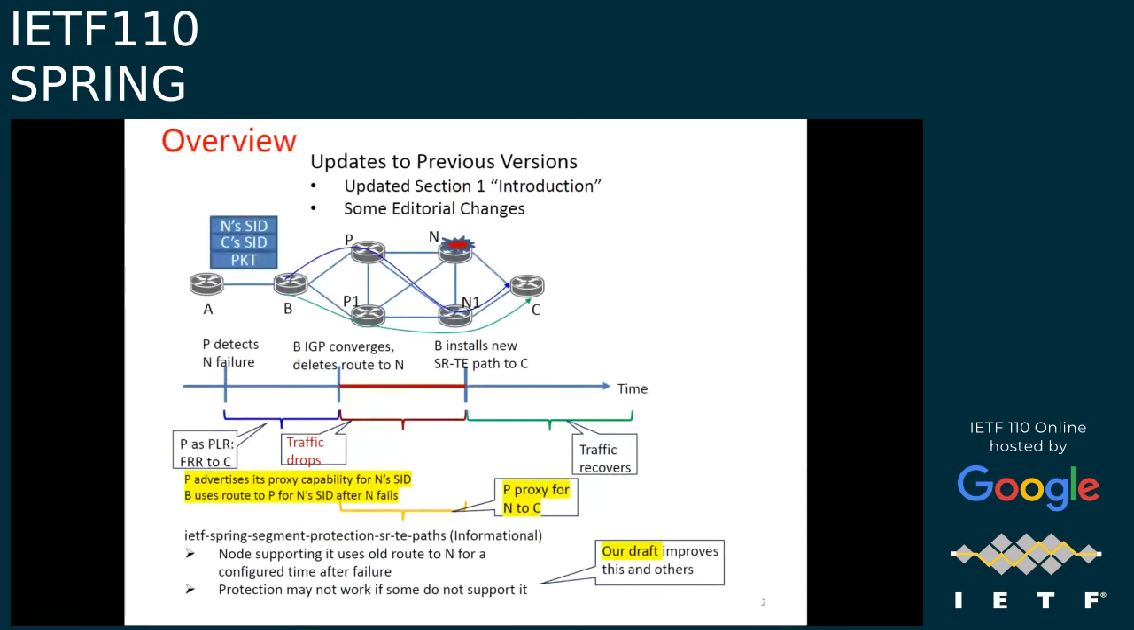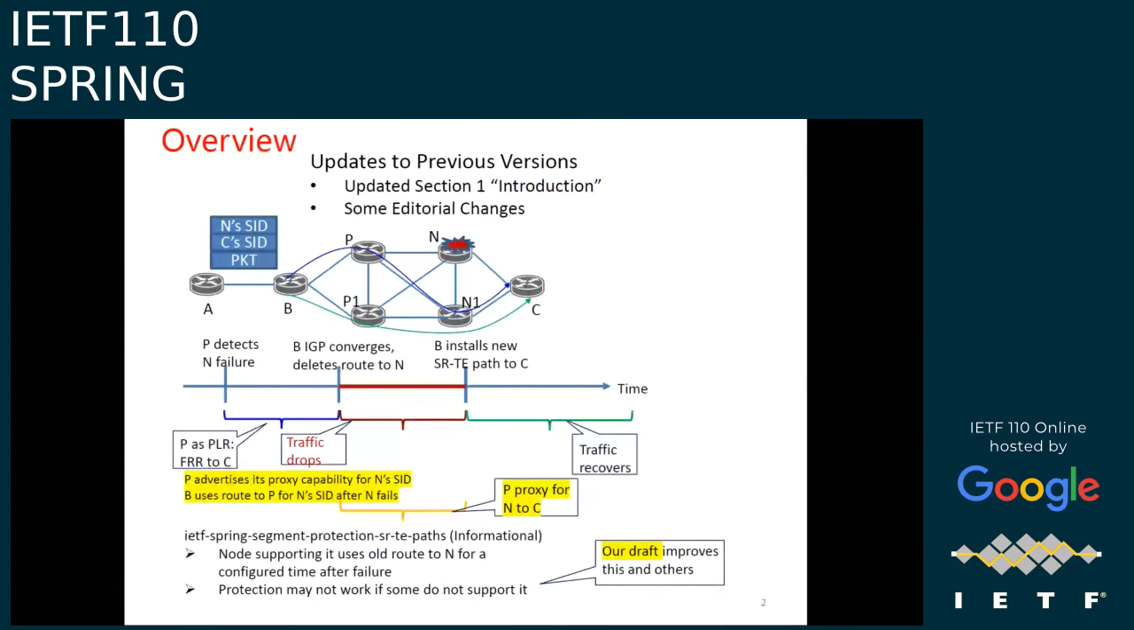That's roughly our solution. There is another solution which was adopted last year, called Spring Segment Protection SRT paths. That's informational. The idea of that draft is that for every node, or for some nodes, they will provide some extra functions. The node will accept some kind of configuration, for example, configure a time. During this time, we'll hold all the routes to node N. So if all the nodes in the network can provide this function and hold off the routes for some period of time, even if that node failed, they can provide some protections.